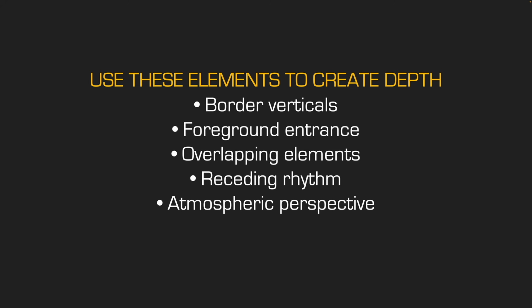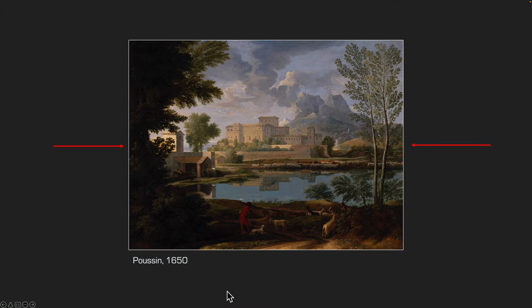We've looked at some of these before in other contexts, but I want to put them in the context of creating depth in the image, and that is the use of border verticals, foreground entrances, overlapping elements, receding rhythm, and atmospheric perspective. So let's start with what we've talked about before. We looked at this with streetscapes, we looked at this with a variety of things, but I want to show you how border verticals help create the sense of depth in our images.